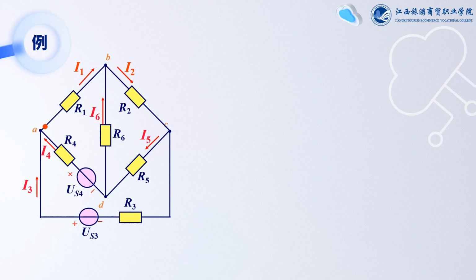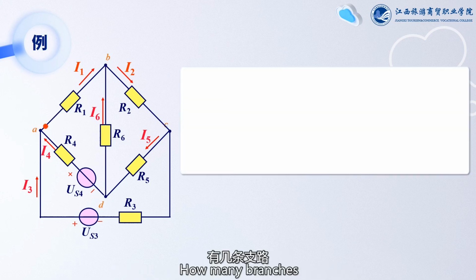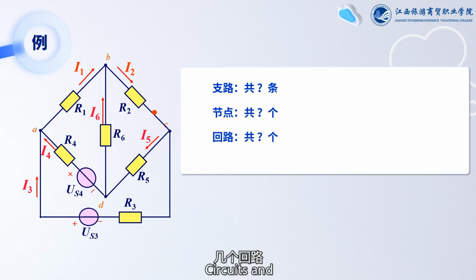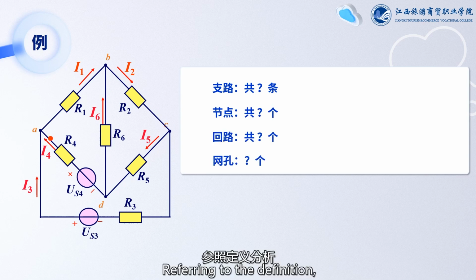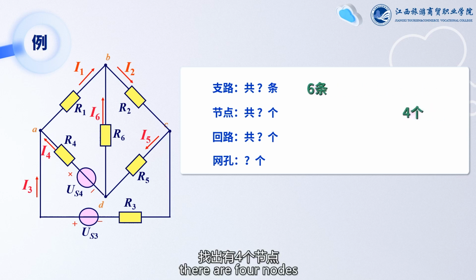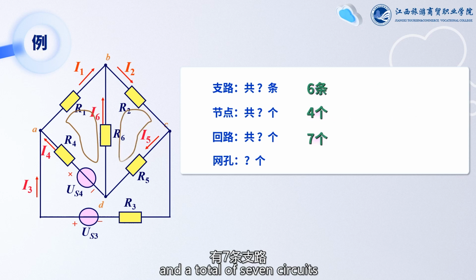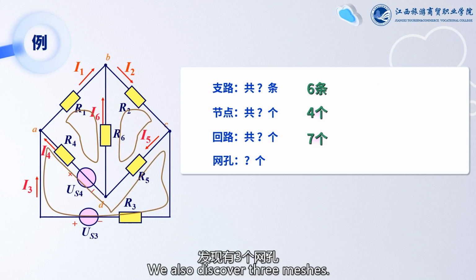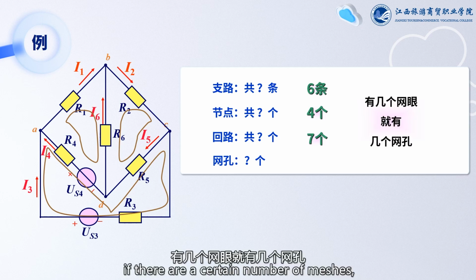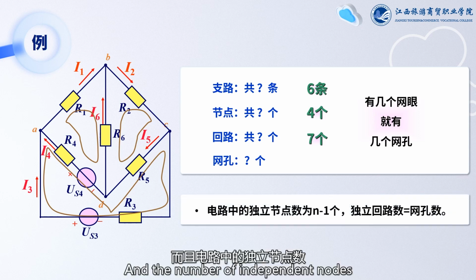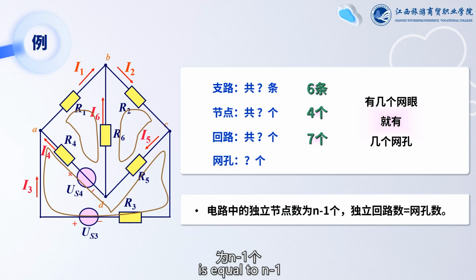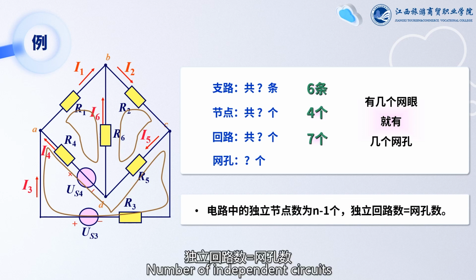For example, in the circuit shown in the following figure, how many branches, nodes, loops, and meshes are there? Referring to the definitions, in the circuit diagram we can sequentially identify that there are 6 branches, 4 nodes, and a total of 7 loops. We also discover 3 meshes. In fact, the number of independent loops equals the number of meshes, and the number of independent nodes in a circuit with n nodes is equal to n minus 1.